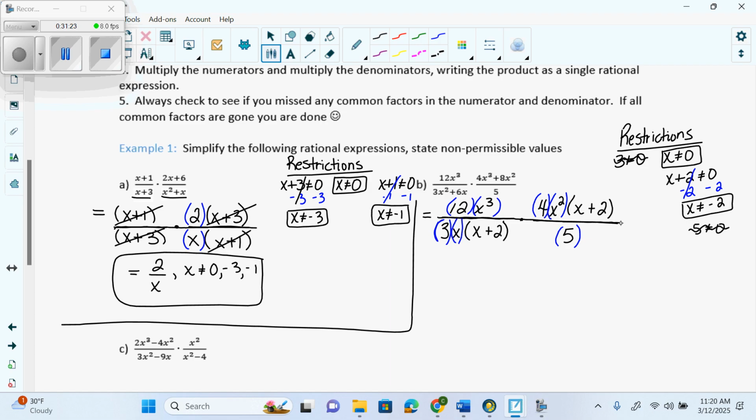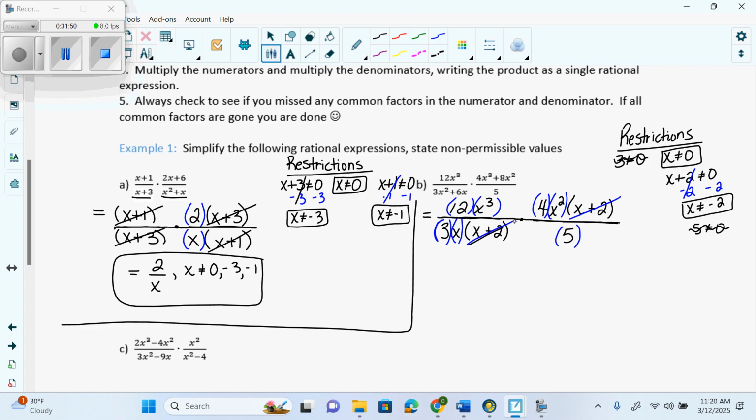So what can cancel? The x plus 2's can cancel. What else? The 12 and the 3? Some people say 12 and 4. 12 and 4 are both in the numerator, so can they cancel? No. So the 12 and the 3 can cancel. If you don't spot something and you're like, I don't know if I can cancel more, put everything together and then cancel in the next step.